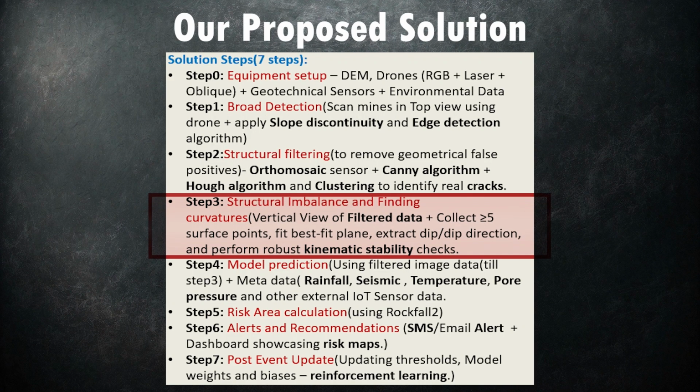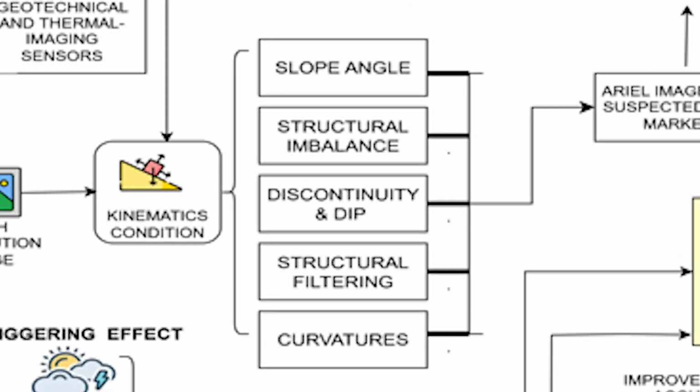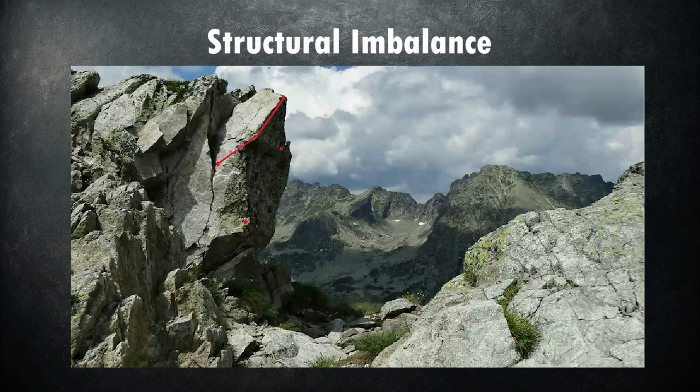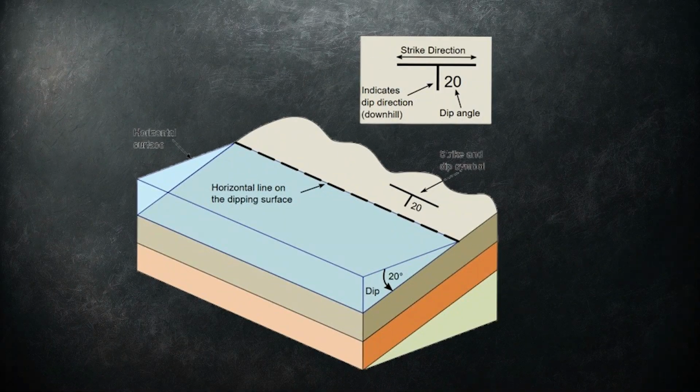Step 3, finding imbalances. RockAlert analyzes the stability of the mine slope by first collecting several surface points on the bench face. Using these points, it creates a best fit plane that represents the slope surface and then calculates the dip and dip direction, which are simply the angle of the slope and the way it is leaning. With this information, the system can determine whether the slope is balanced or it is starting to lean towards failure.